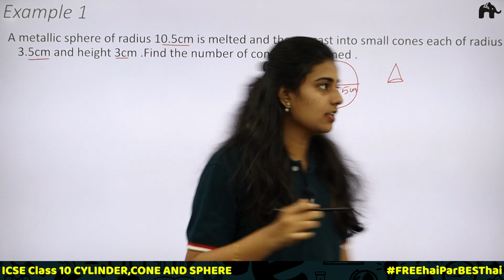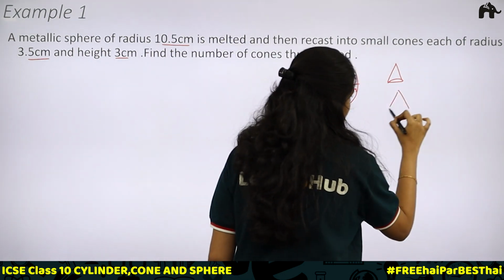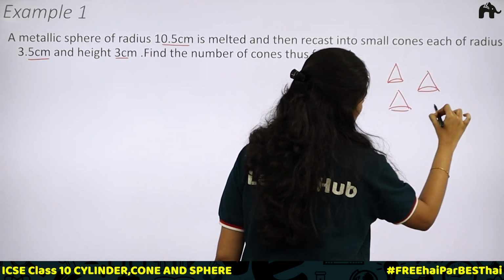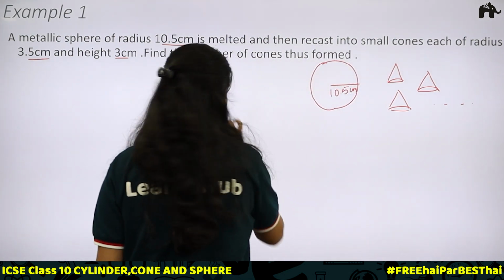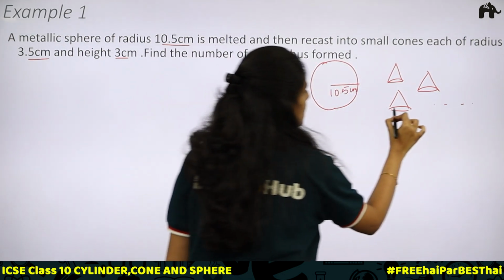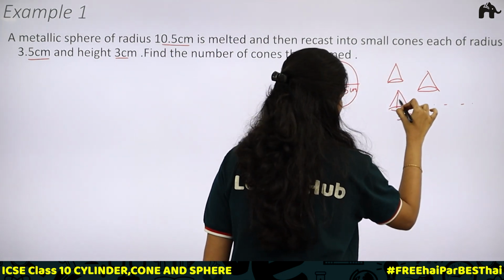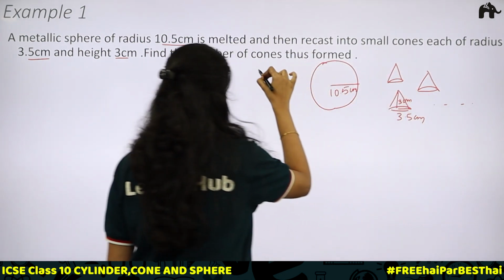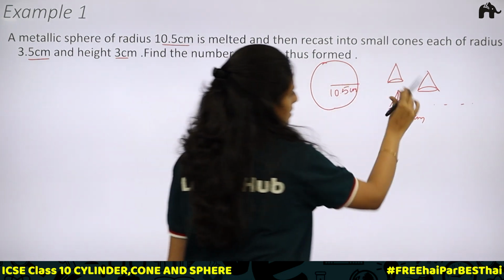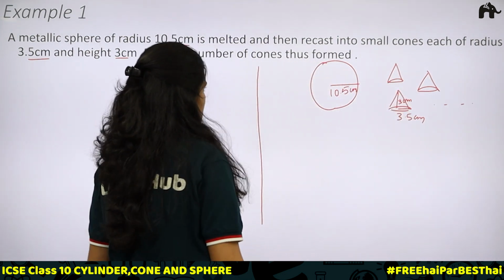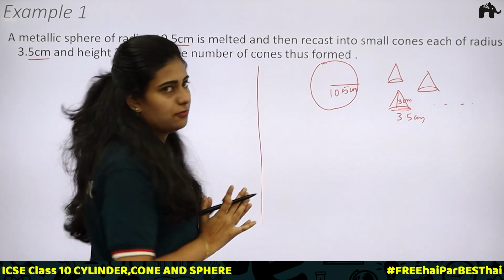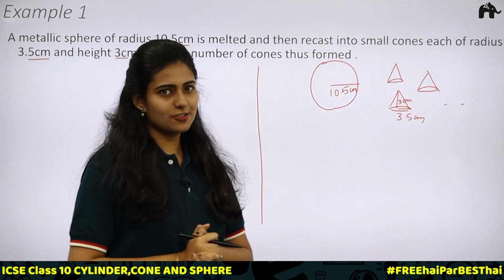Smaller cones are formed. We don't know the number of cones and we need to find the number of cones. We don't know how many cones are formed. Each of radius 3.5 centimeter and height 3 centimeter. Height is 3 centimeter and radius is 3.5 centimeter. We need to find the number of cones. How to find the number of cones in this case?